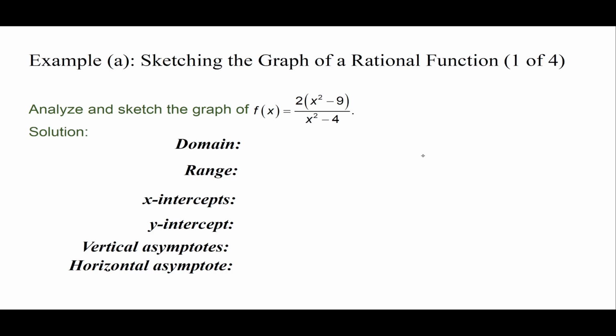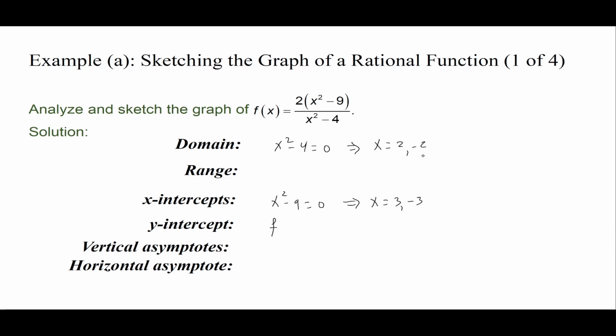For the domain, just make the denominator 0 and solve for x. When you solve for x, you get 2 and -2. So these are two values which cannot be used inside the domain. So what is the domain? The domain is all real numbers except 2 and -2. We don't know about the range. For the x-intercept, just solve x squared minus 9 equal to 0, and that gives you 3 and -3. So (3, 0) and (-3, 0) are the two x-intercepts.